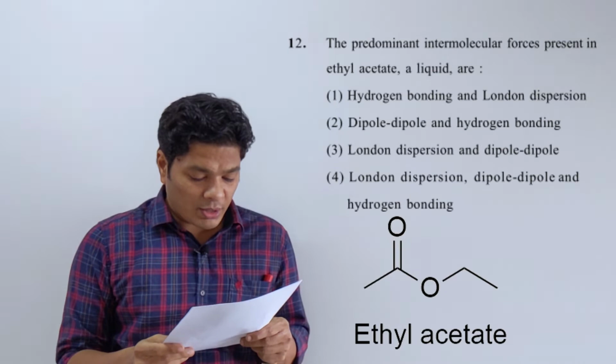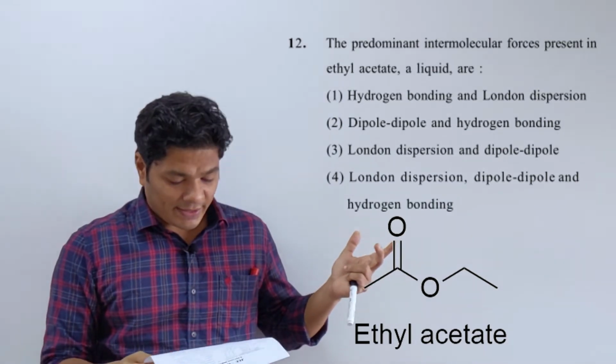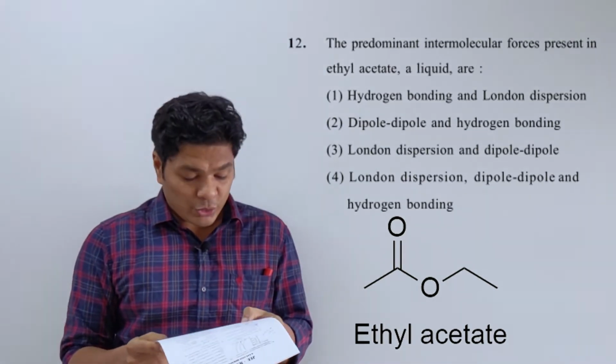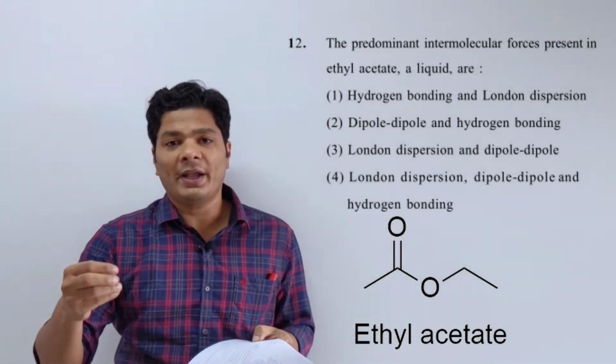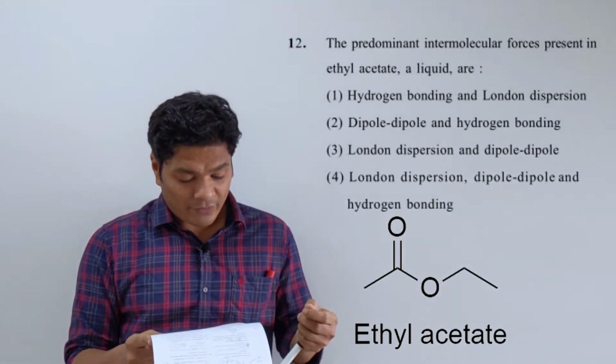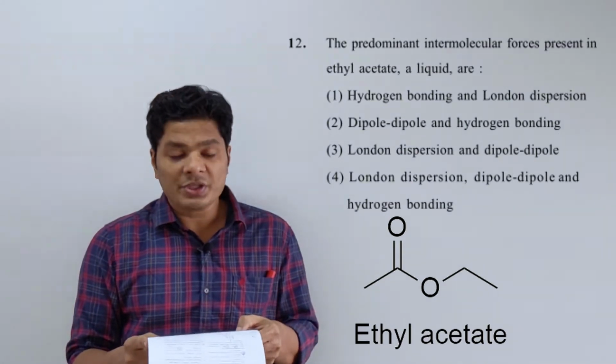Question number 12. The predominant intermolecular forces present in ethyl acetate, a liquid, is. If you look at the formula of ethyl acetate, you can see that it's an ester molecule. There is no hydrogen bonding possible because there is no hydrogen attached to an electronegative element. Option alpha is wrong, beta is wrong, and delta is wrong. So obviously option is Charlie.